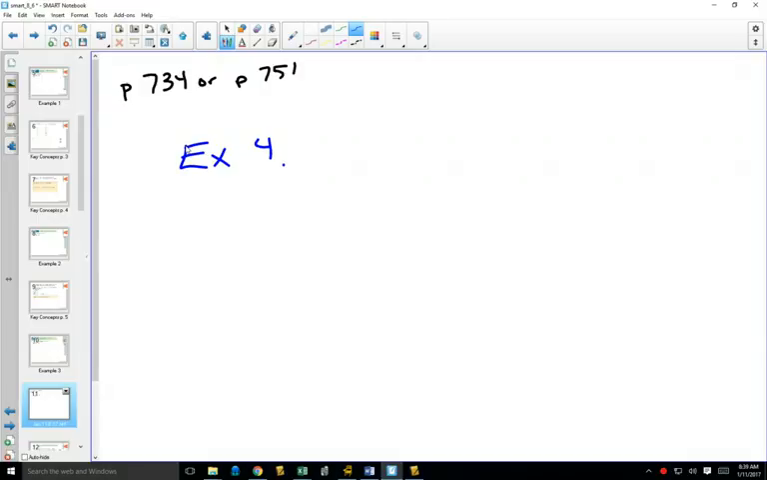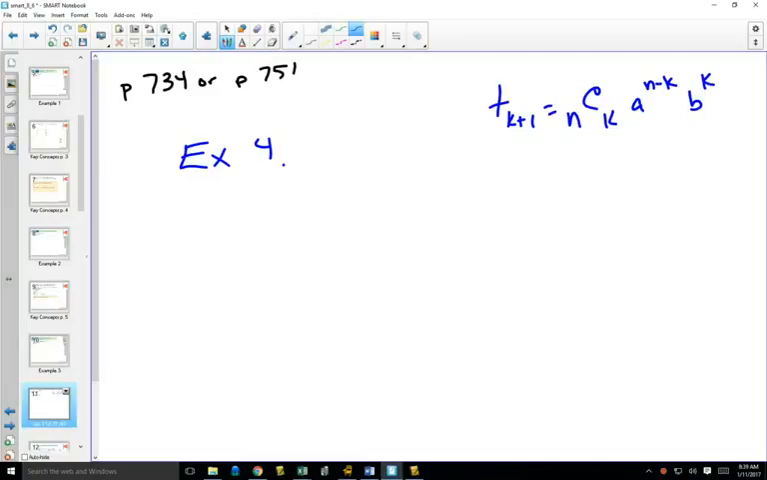Then in example 3, what we looked at was using the formula to find a specific term. So if you want to find the 8th term, then the formula was t_(k+1) equals n choose k, a to the n minus k, b to the k. And that formula is on your formula sheet.